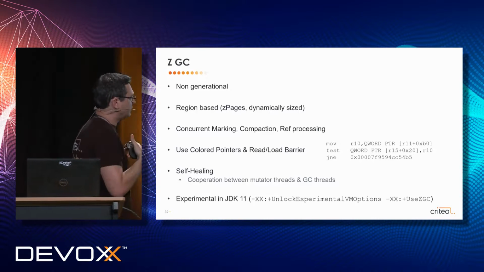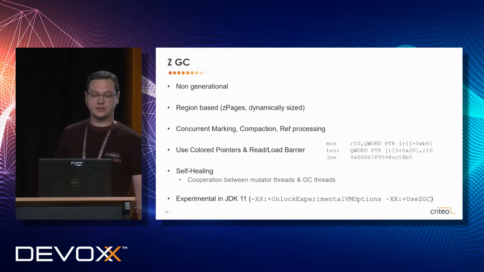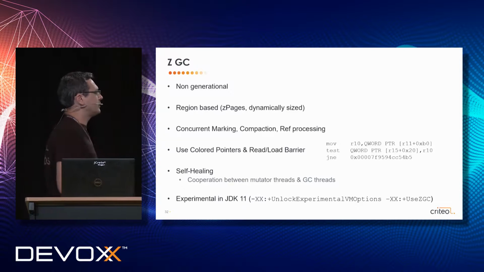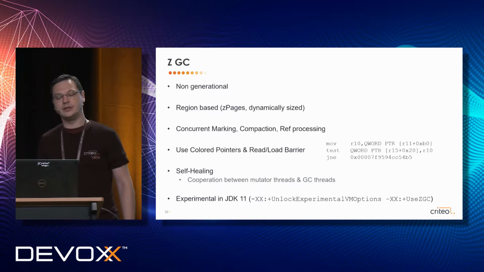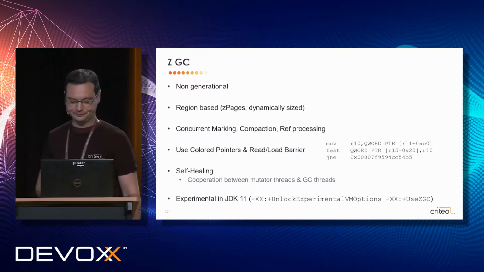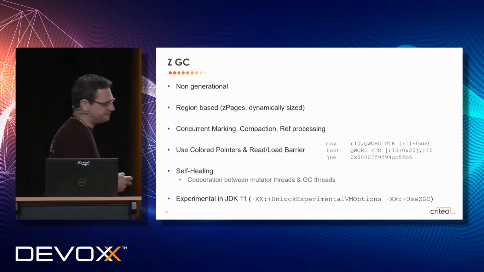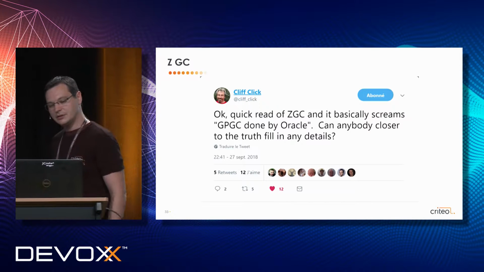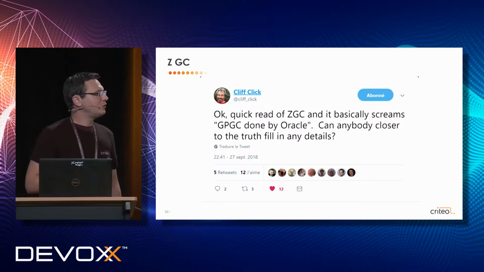Starting from JDK 11, it's available with the experimental VM options. There are some improvements in JDK 12 with the class unloading, concurrent class unloading. And there are more also coming for JDK 13. And if you study this algorithm a little bit, it looks very, very familiar.